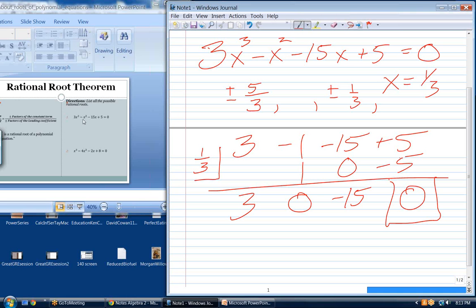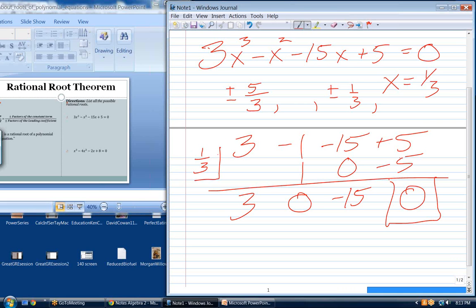Now, how would we find the others? In other words, surely at some point they're going to want you to find all the zeros. So what would we do as our next step to find the other 2 zeros? We don't know at this point whether they're real or complex. But what do I have to do?